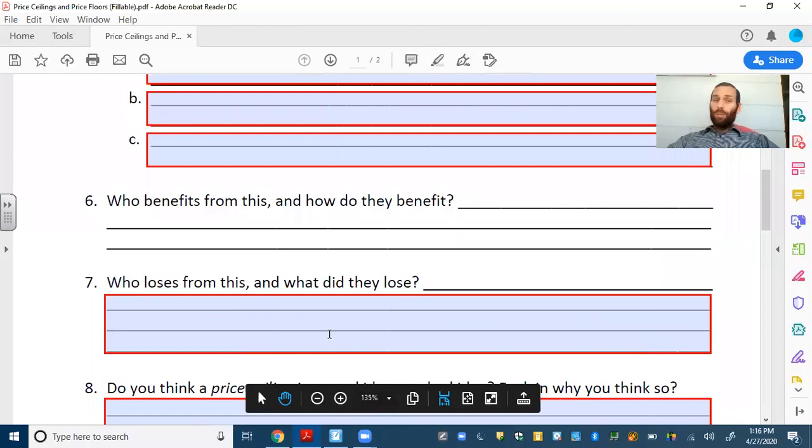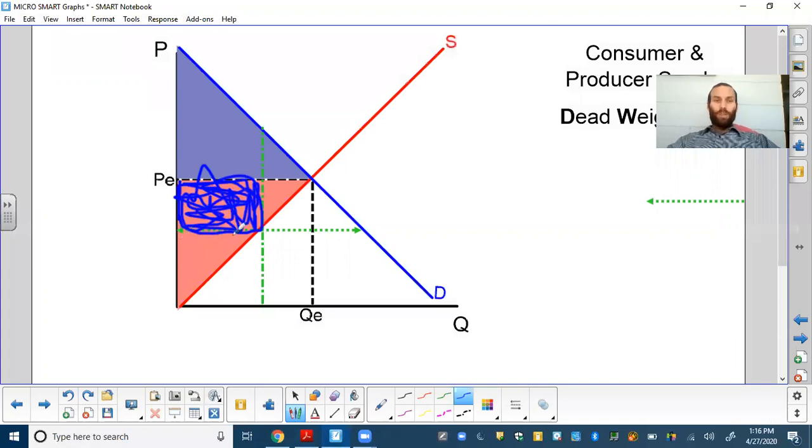Ooh, that's a good one. Many people are going to lose. The first group that's going to lose, and you can see here, is that right now producers only have this triangle left. They used to have all this big area as surplus, but now it's just this triangle right here. So the first group that's going to lose is producers because they get less money for what they're selling.